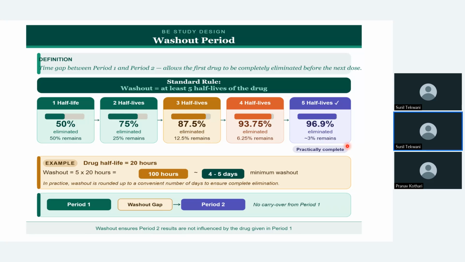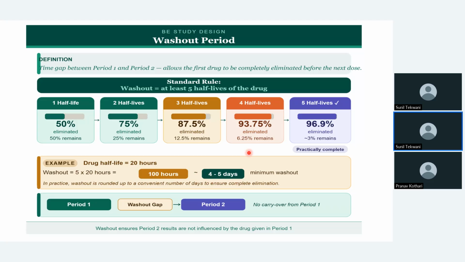Now take an example. If you found out from the literature and the labeling that the drug's half-life is 20 hours, then you have to allow 5 half-lives, that means 100 hours, before starting the second period. That is around 4.25 days. That means you are safe to start the second period after 5 days.